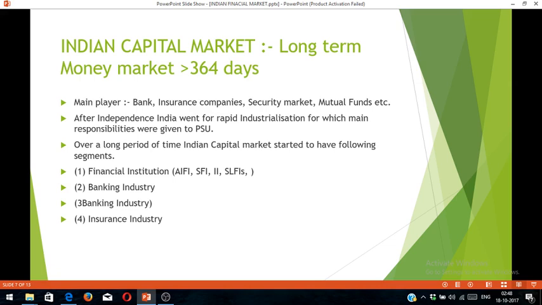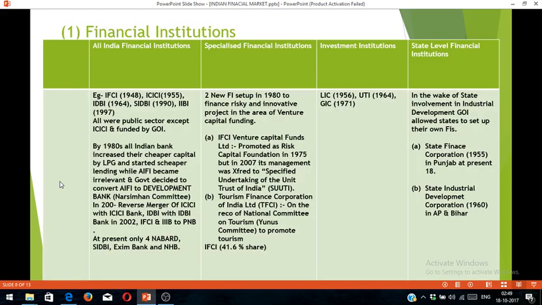When rapid industrialization started, there was a requirement of big capital for investment in industry, infrastructure, and so on. So the whole responsibility for this industrialization was given to PSUs, public sector undertakings. Over a long period of time, the Indian capital market started to have the following segments. After 1950, the Indian capital market started growing. Nowadays, the Indian capital market is shared by financial institutions like All India Financial Institutions, State Financial Institutions, Investment Institutions, banking industry, and insurance industries. These are the main players of the Indian capital market.